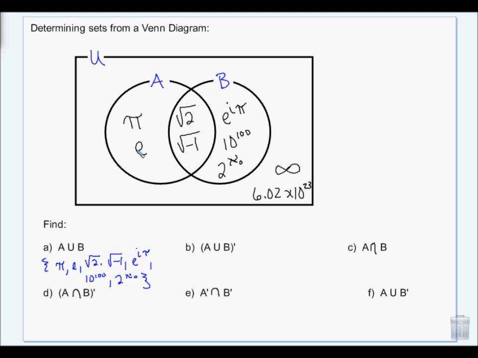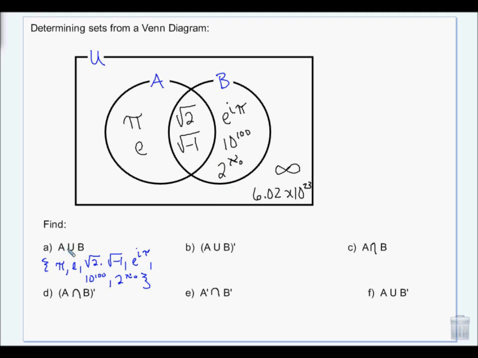Pi, e, which is the base of the natural logs. Square root of 2, that's an irrational number. Square root of negative 1 is an imaginary number. e to the i pi, that's Euler, that means that equals 0. 10 to the 100 is a googol. Google, that's where they got their name. And then this is actually infinity, too.